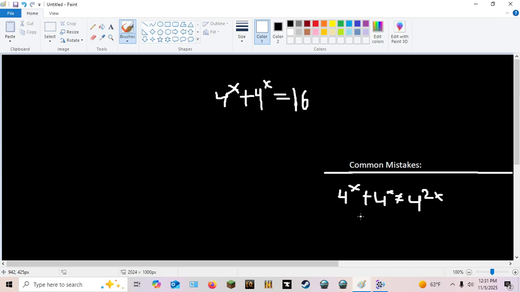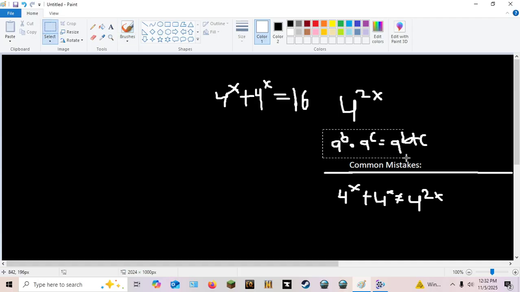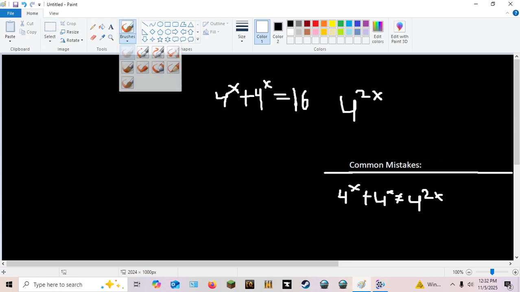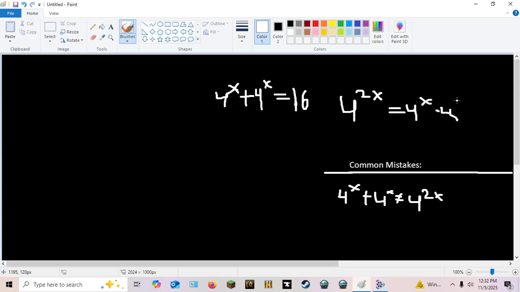No, it's not, because according to the addition property of exponents, when the bases are the same, a raised to the b times a raised to the c equals a raised to the b plus c. You add the exponents. So you need to follow that rule. 4 raised to the 2x, I can break down into 4 raised to the x times 4 raised to the x. X plus x is 2x. We have x repeating 2 times. That's why it equals 4 raised to 2x.